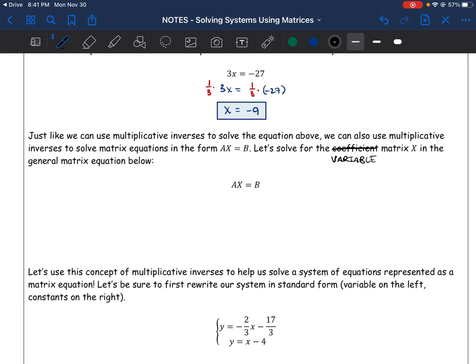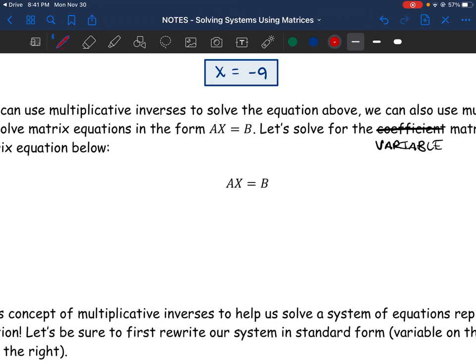But let's use the same logic. If I want to solve for the variable matrix X, then I can multiply both sides of this equation by the inverse of A. So here's what we would do. A inverse on both sides.